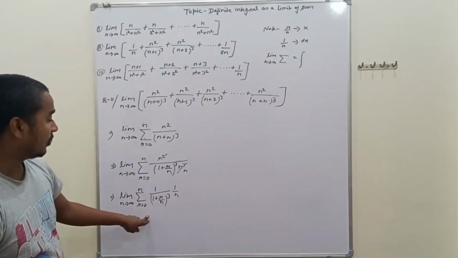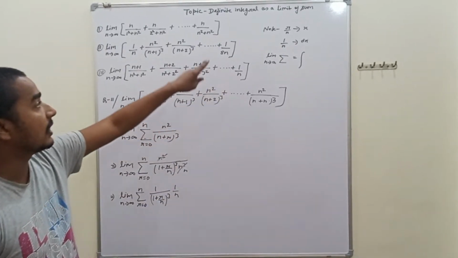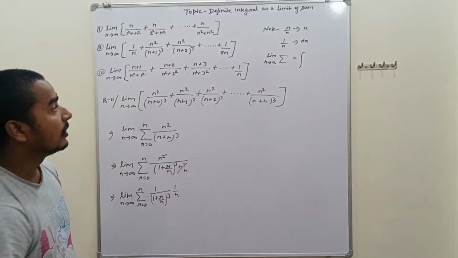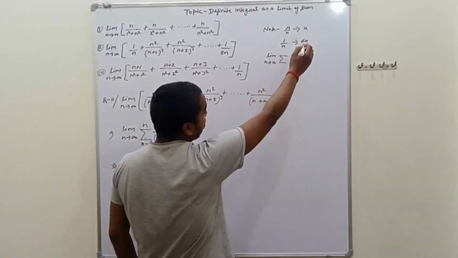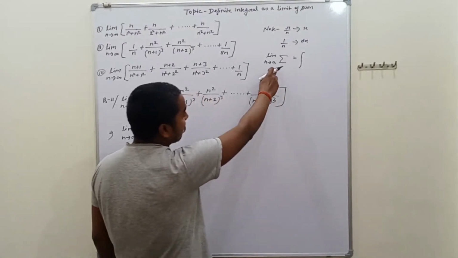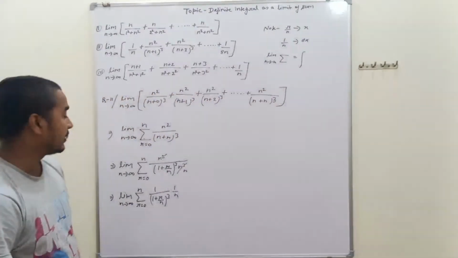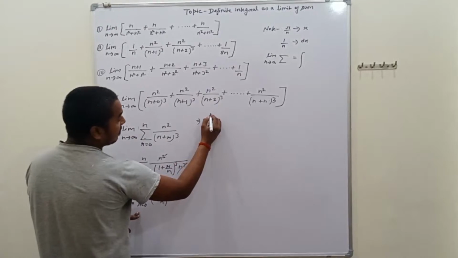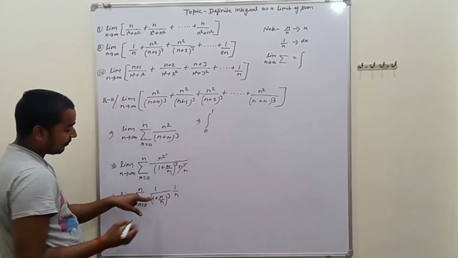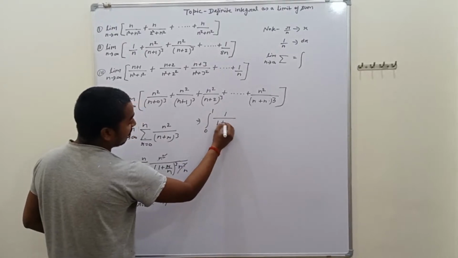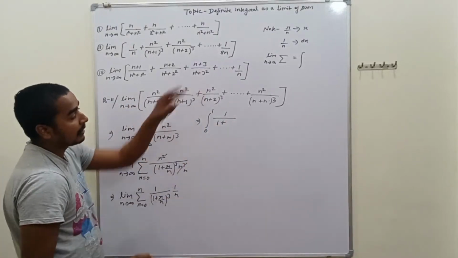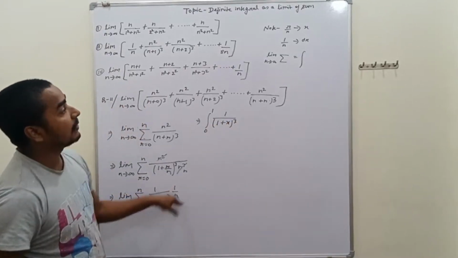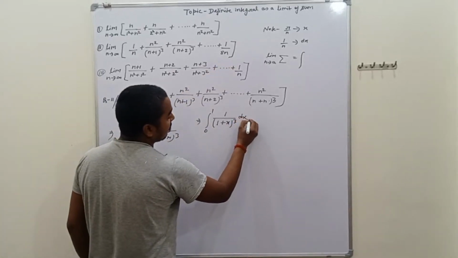Further, we have to know the definite integral as a limit of sum. When solving the problem of definite integral as a limit of sum, we can change r by n to x and 1 by n to dx, and limit n tends to infinity and summation is written as integration sign. Further, we have to proceed. We can write here integration of 0 to 1, and from here 1 upon 1 plus, in place of r by n we put x, that is 1 plus x cube, and in place of 1 by n we put dx. This is the required integration.